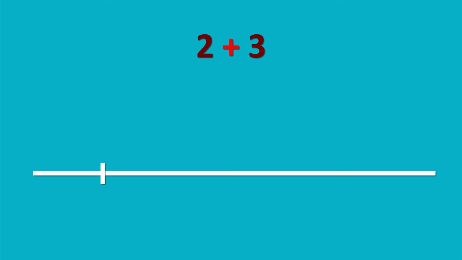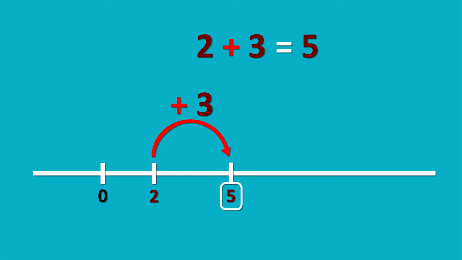My first example is 2 plus 3. The first number is my starting point on the number line. I'm going to start at 2, and when I add 3, I'm moving 3 spaces to the right, which takes me to +5. So 2 plus 3 is equal to 5, as I'm sure we all knew.